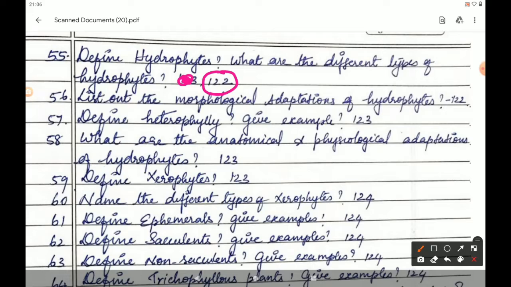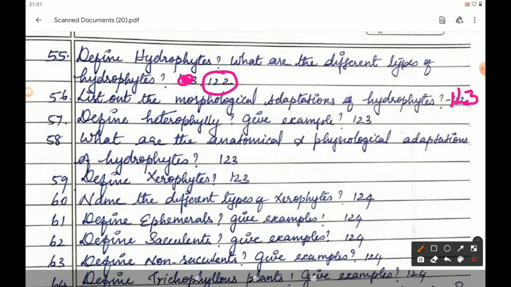Answer is given in page number 122. Morphological adaptation, sorry, it's given in page number 123. Morphological adaptations of hydrophytes. Roots are totally absent or poorly developed or well developed. Absent in Wolffia, poorly developed in Hydrilla, well developed in Ranunculus. Root caps are replaced by root pocket.